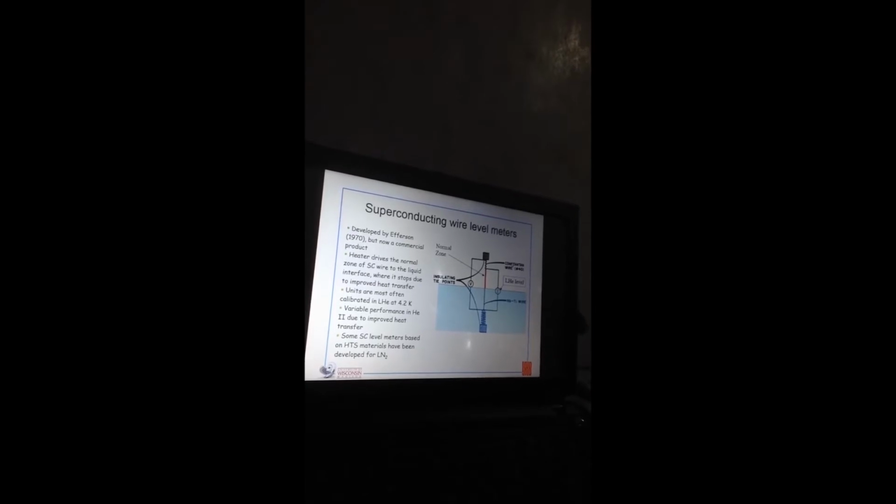superconducting wire level meters. So, ang sabi dito ay developed by Everson 1970 but now a commercial product. Heater drives the normal zone of SC wire to the liquid interface where it stops due to improved heat transfer. Units are most often calibrated in LHE at 4.2 Kelvin. Variable performance in HE due to improved heat transfer. Some SC level meters based on HTS materials have been developed.